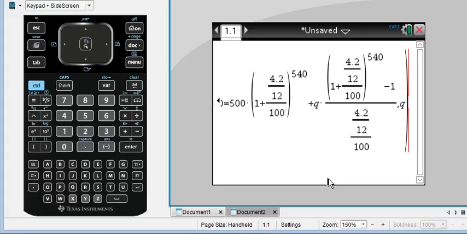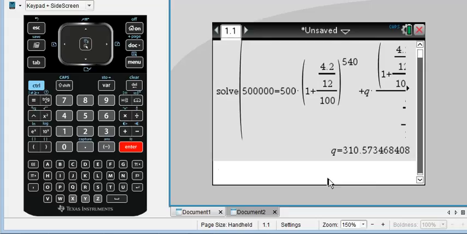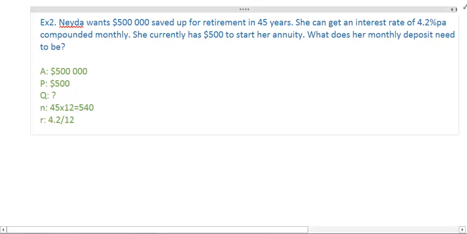So hopefully we recognize this isn't overly efficient if you had to type this in every single time you needed to do one of these questions. So I'm going to post another video as well about some tips and tricks on the CAS so you can store formulas just to make it a lot easier. So here I press enter and it tells me Q is $310.57. So that would be how much she would need to pay each month. As I said, the $50 in the previous example is pretty minimal. This is more the realm of what you're looking at, about $300 a month.